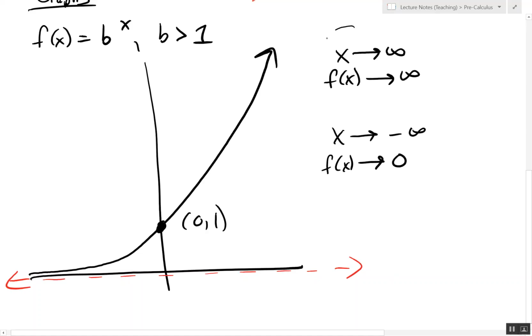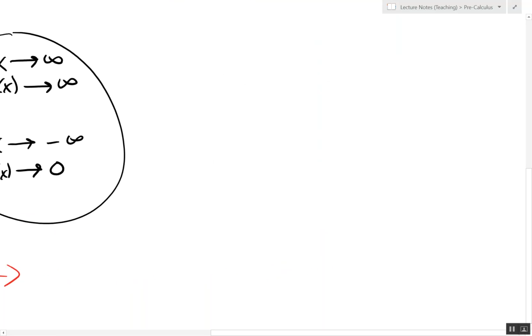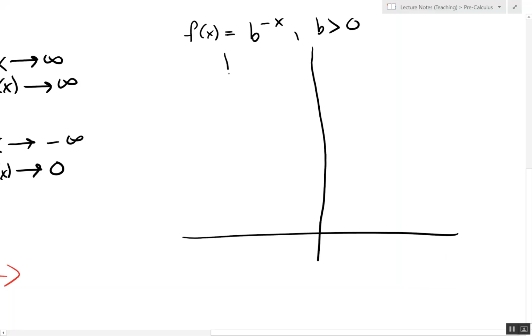This is of particular interest when we go into calculus, so this is something you should learn now to save yourself trouble down the road. Let's look at a related function, though. Let's look at f of x equals b to the negative x. Now, this function looks like this, and b is going to be greater than 1 again. And then we're going to have 0, 1 here.